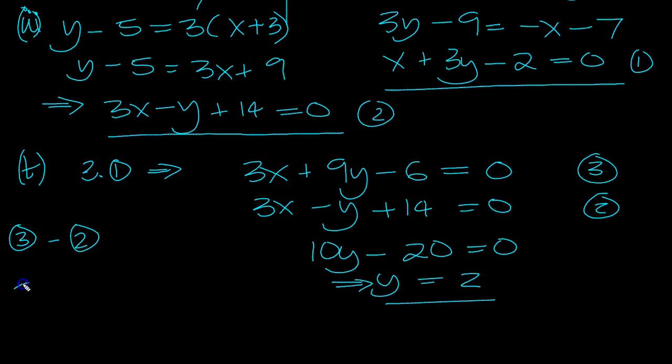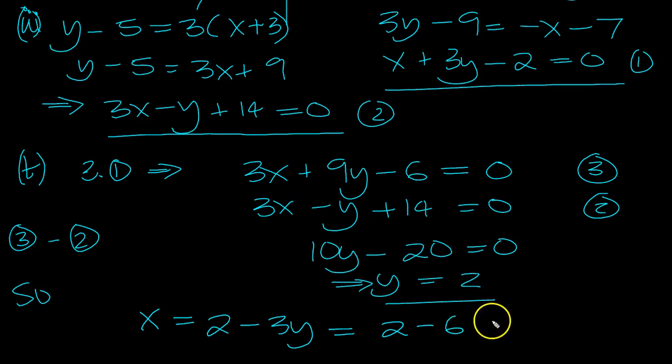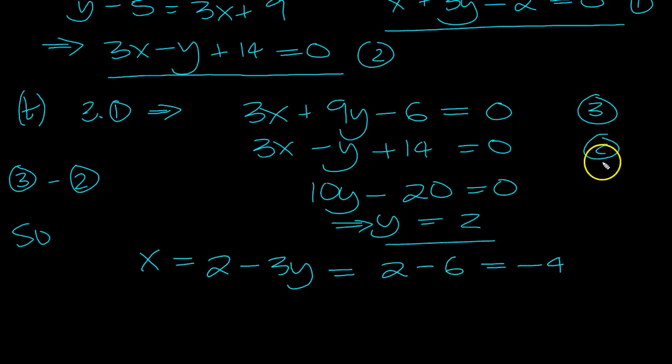If Y equals 2, we want X, don't we? We'll get it from here. We don't want Y. We've already got Y. We want X. So here X will equal, move the 2 over and the 3Y over. So it's 2 minus 3Y is equal to 2 minus 3 times 2 is 6, minus 4. So D has coordinates minus 4, 2, which is what we've shown.